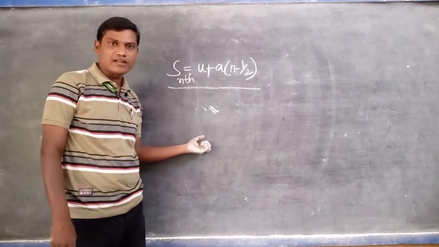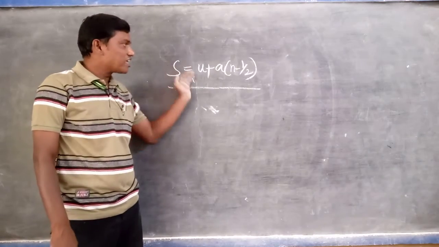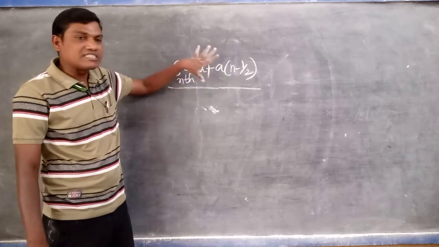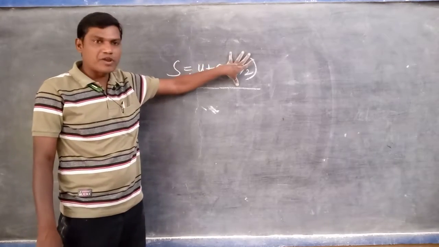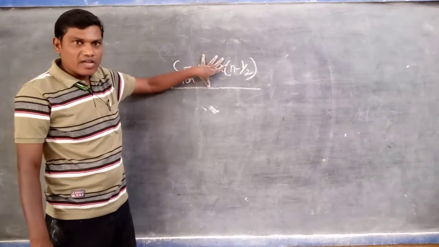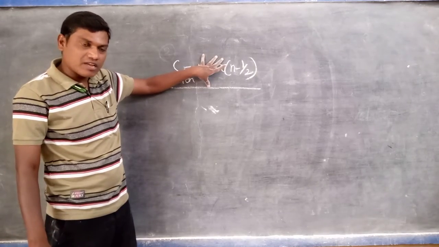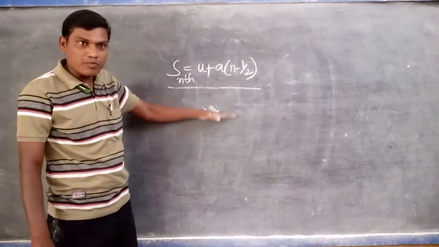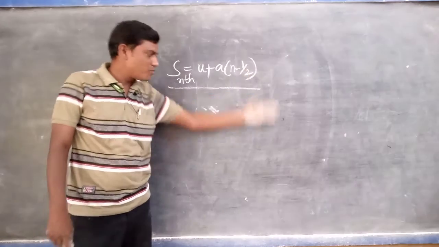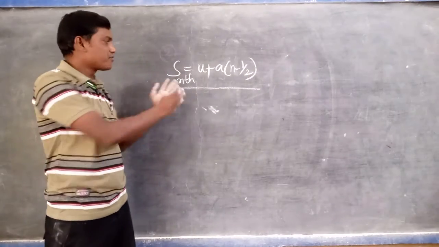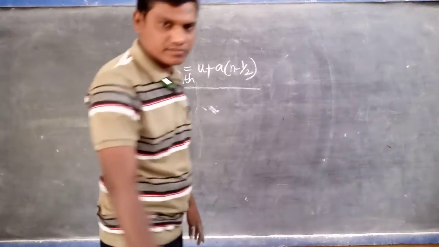Are you understanding or not? For the third question, derive the equation means you can prove this equation, S of n equals u plus a times (2n minus 1) by 2. Under the fourth kinematic equation, I will prove this one. How can we prove it? We can take the S of n minus 1 value and prove it. So the same answer we can write for this one also.